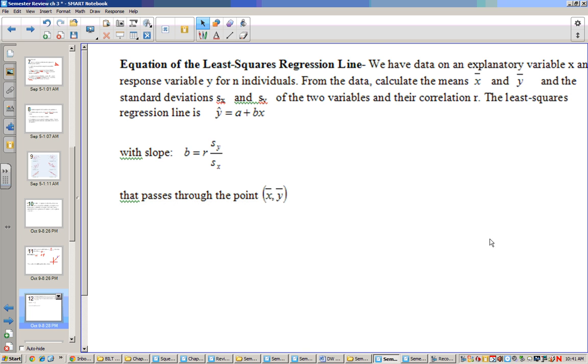Now the equation of a least squares regression line, we say y hat equals a plus bx. The mean of x and the mean of y are always on that line. So we could replace the x with x bar, y with y bar. And remember, these x bar and y bar are the means. We also can figure out the slope by taking our correlation coefficient, multiplying by the standard deviation of y over the standard deviation of x. This is a formula that you can use on the AP exam. This is given to you.